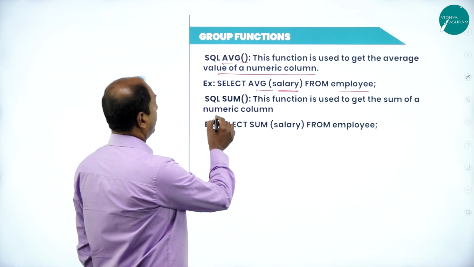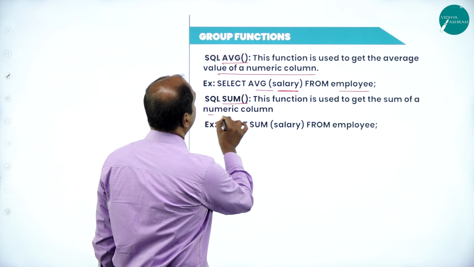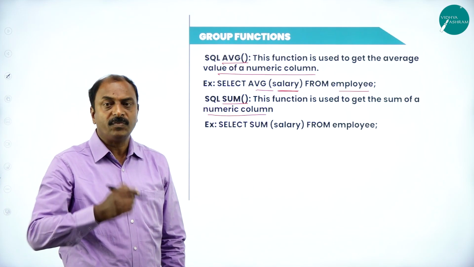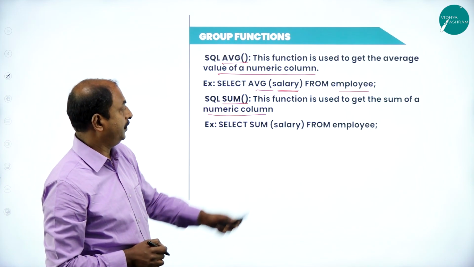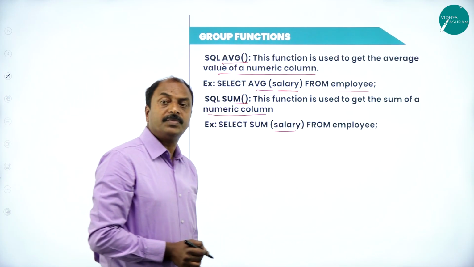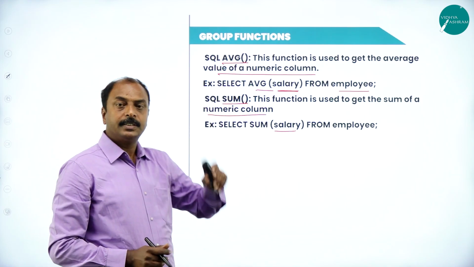Next one is the SUM function. It is used to get the sum of a numeric column, so it is going to add all the values in a particular column. In this example, it is going to add all the values of the salary column. So these are the average and sum functions.